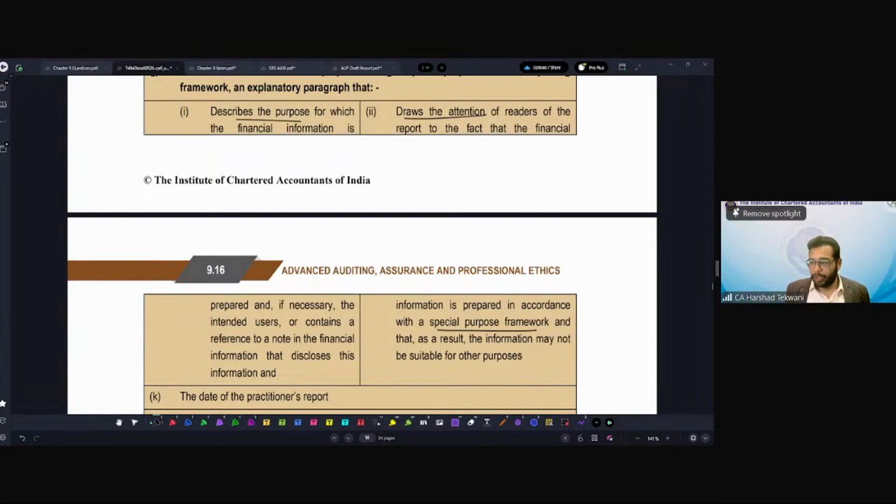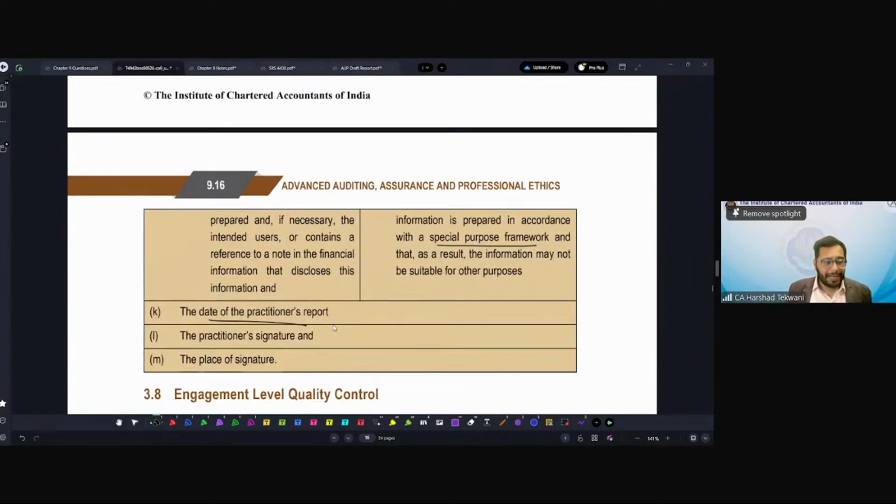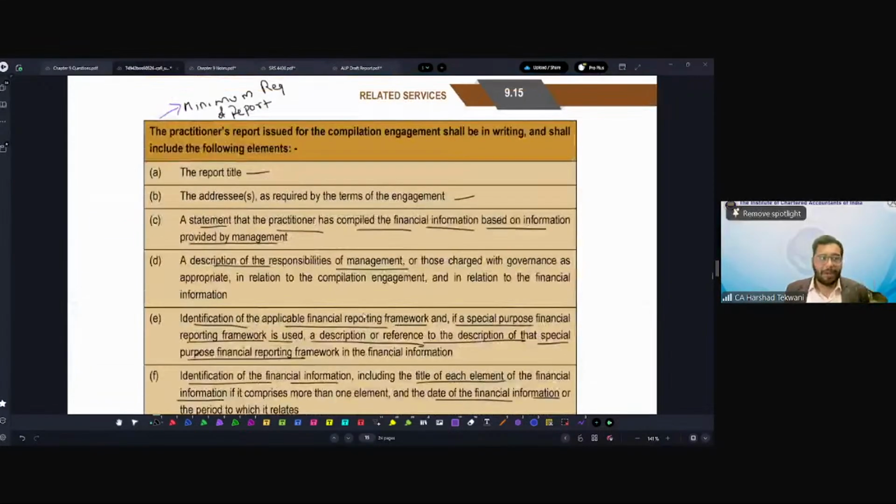But that might not cover the compiled financial information. You will only have the compilation report, so I will go through that compilation report. There are 4 examples or illustrations which are already given. Then the date, practitioner signatures, and the place. This is the minimum requirement of the reporting.